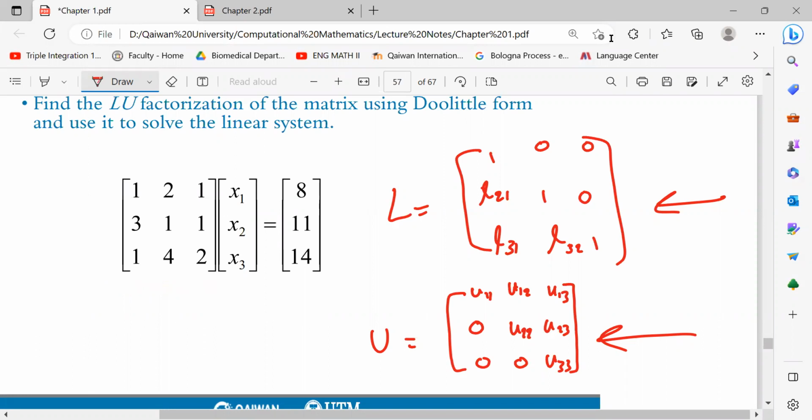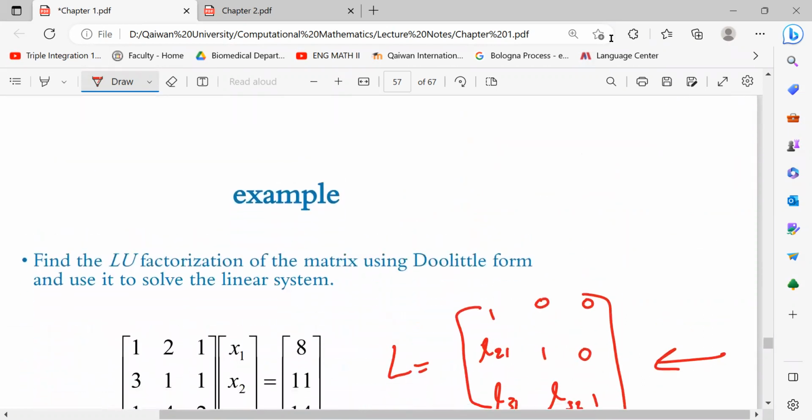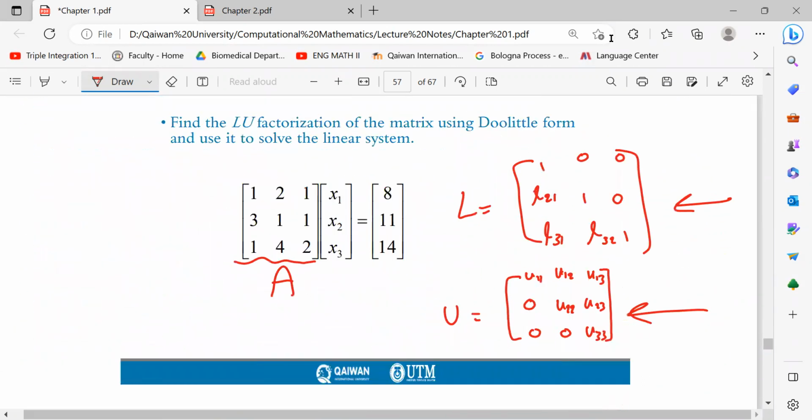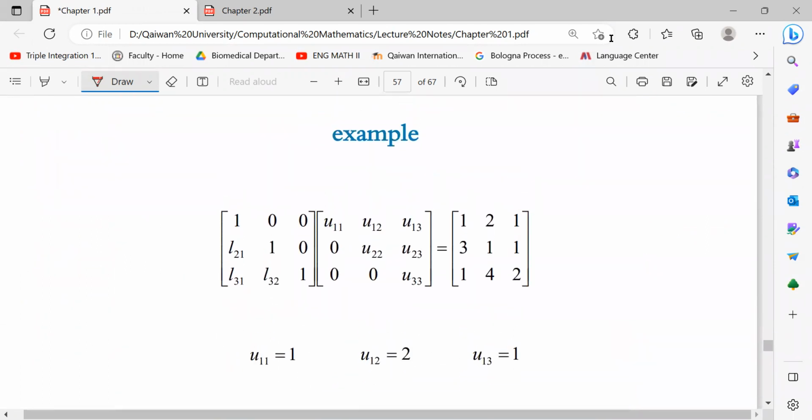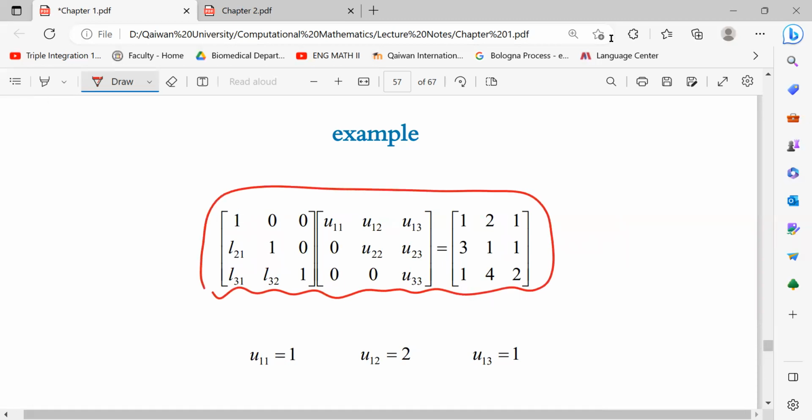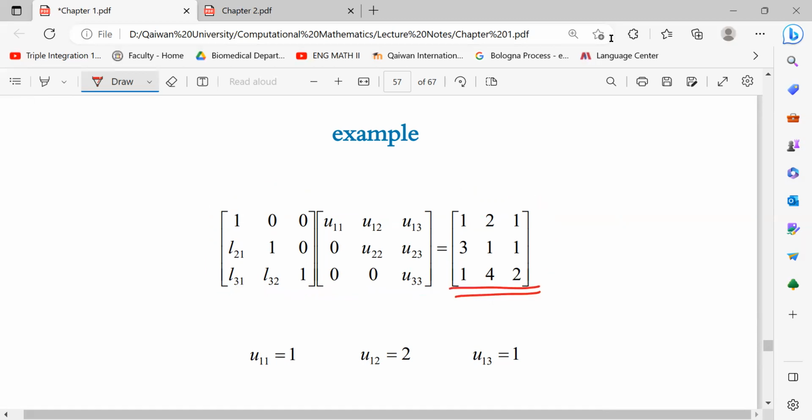Now, we need to multiply these two and set it equal to what? To matrix A. This is matrix A. So you should know how to find matrix A from the linear system. It's the coefficients of x1, x2, x3. Now, we say LU is equal to A. We now multiply matrices L and U, and we set it equal to this matrix.